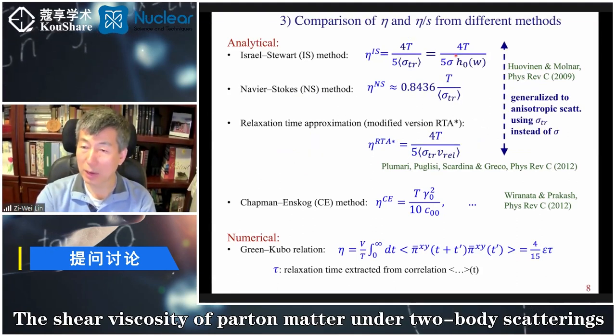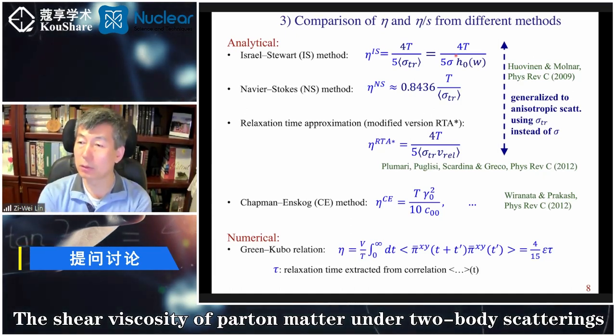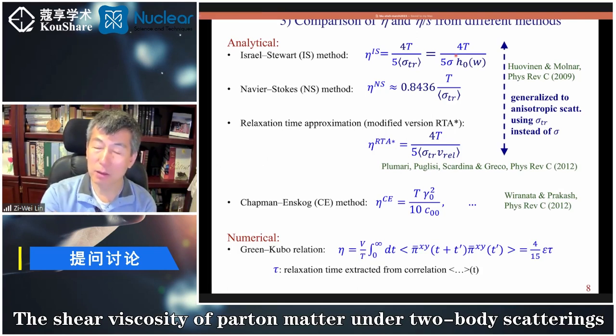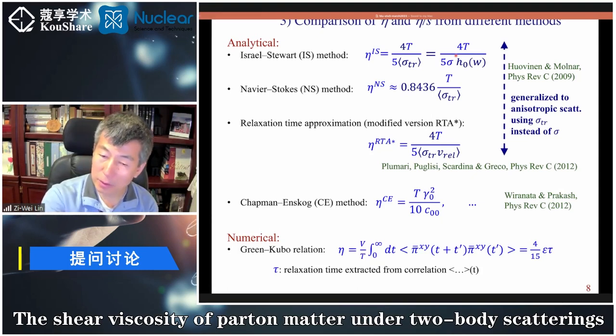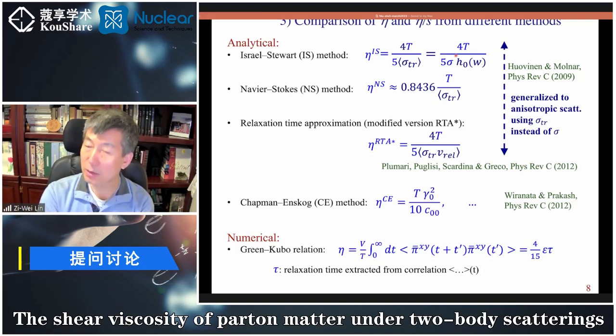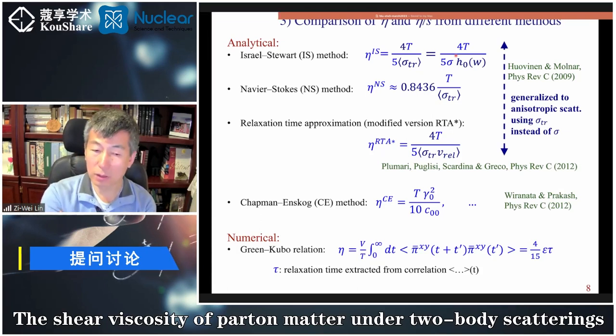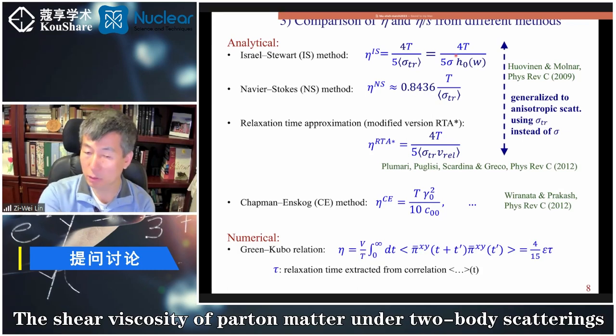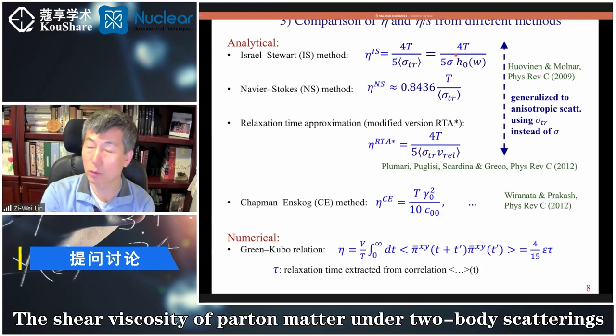But then they are generalized to anisotropic scatterings. They are not really derived. They are generalized based on the idea of the transport cross-section, so it's not derived strictly. But the Chapman-Enskog method applies no matter what angular distribution you have. So it's not generalized, it's not a guess, let's say. And also the CE method can be improved order by order. You expand the distribution function with different orders, and then you can obtain the results. We are only showing the first order result, but that's good enough already.